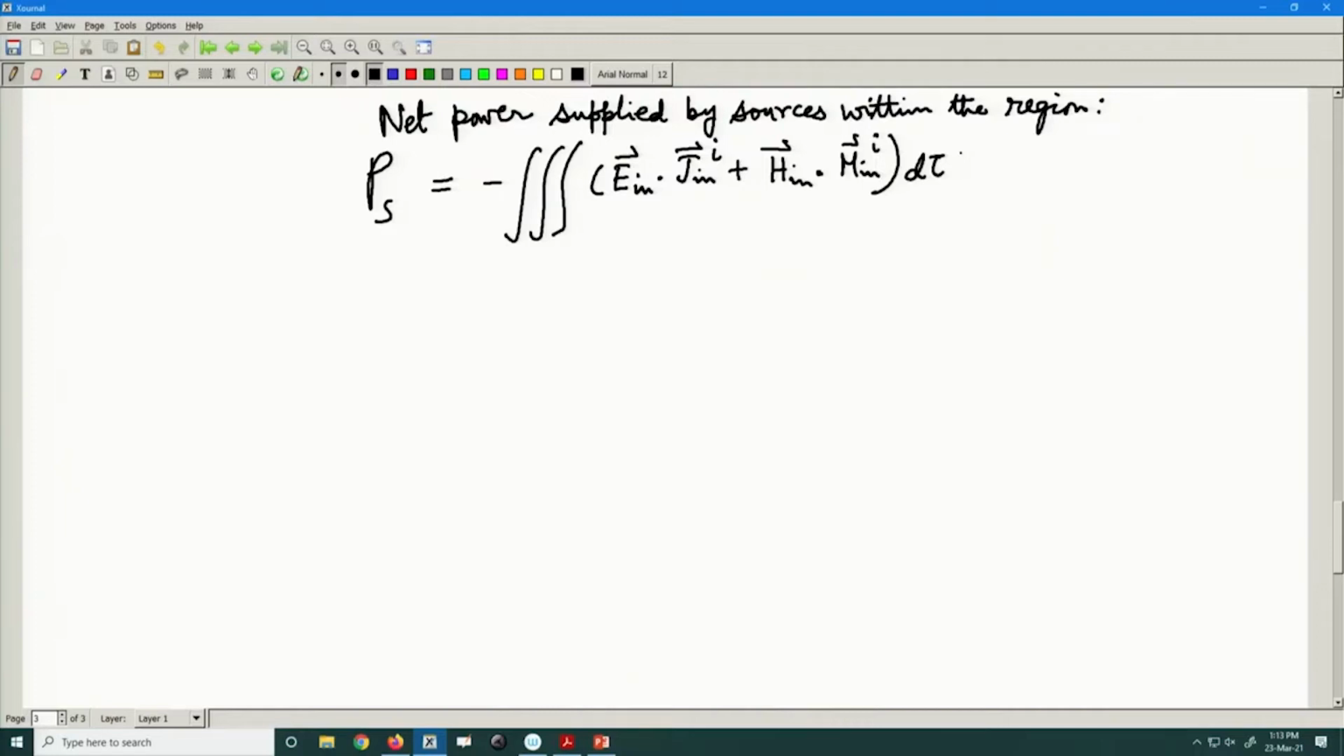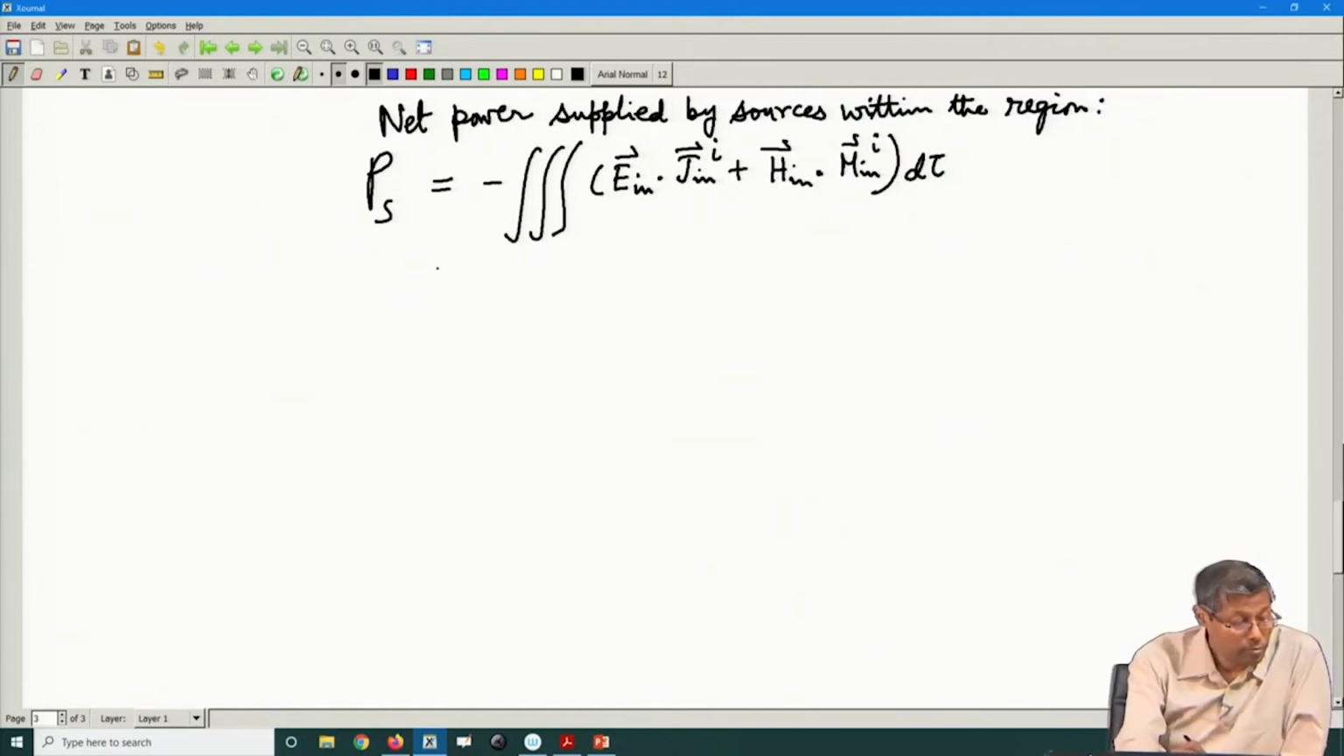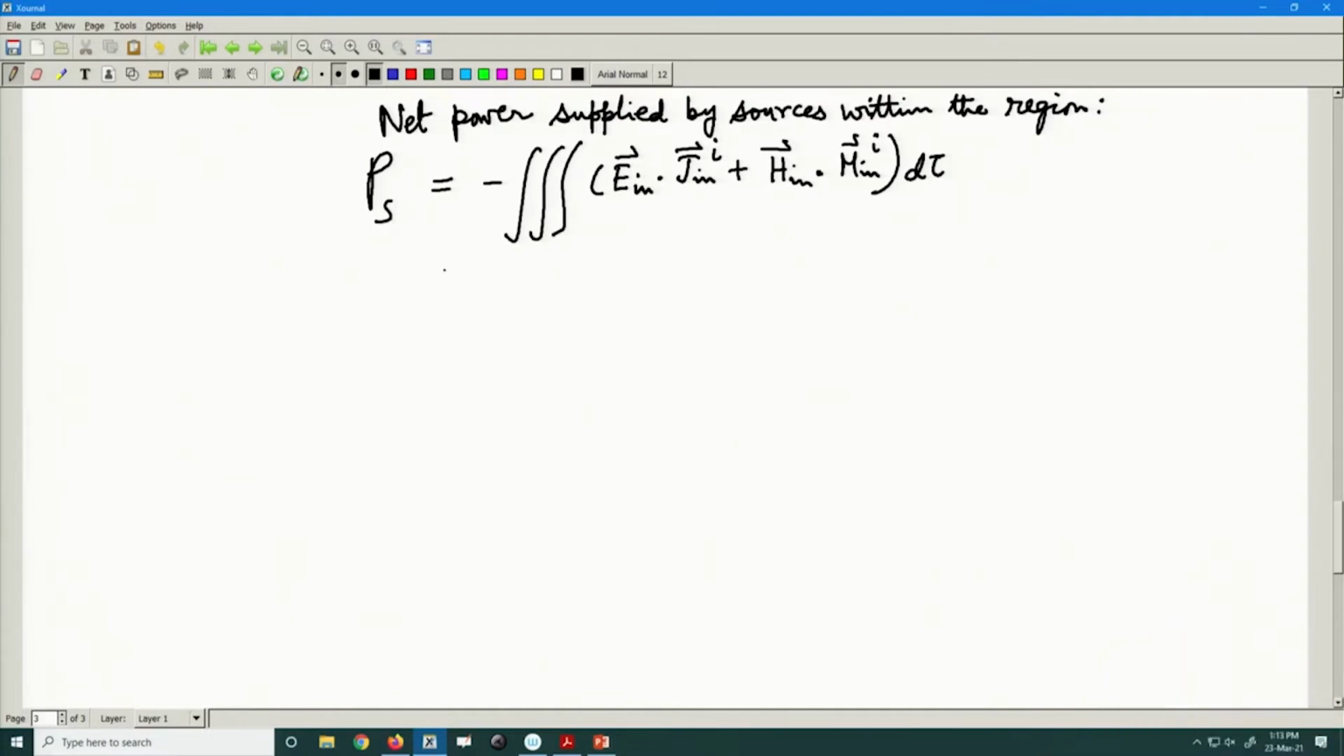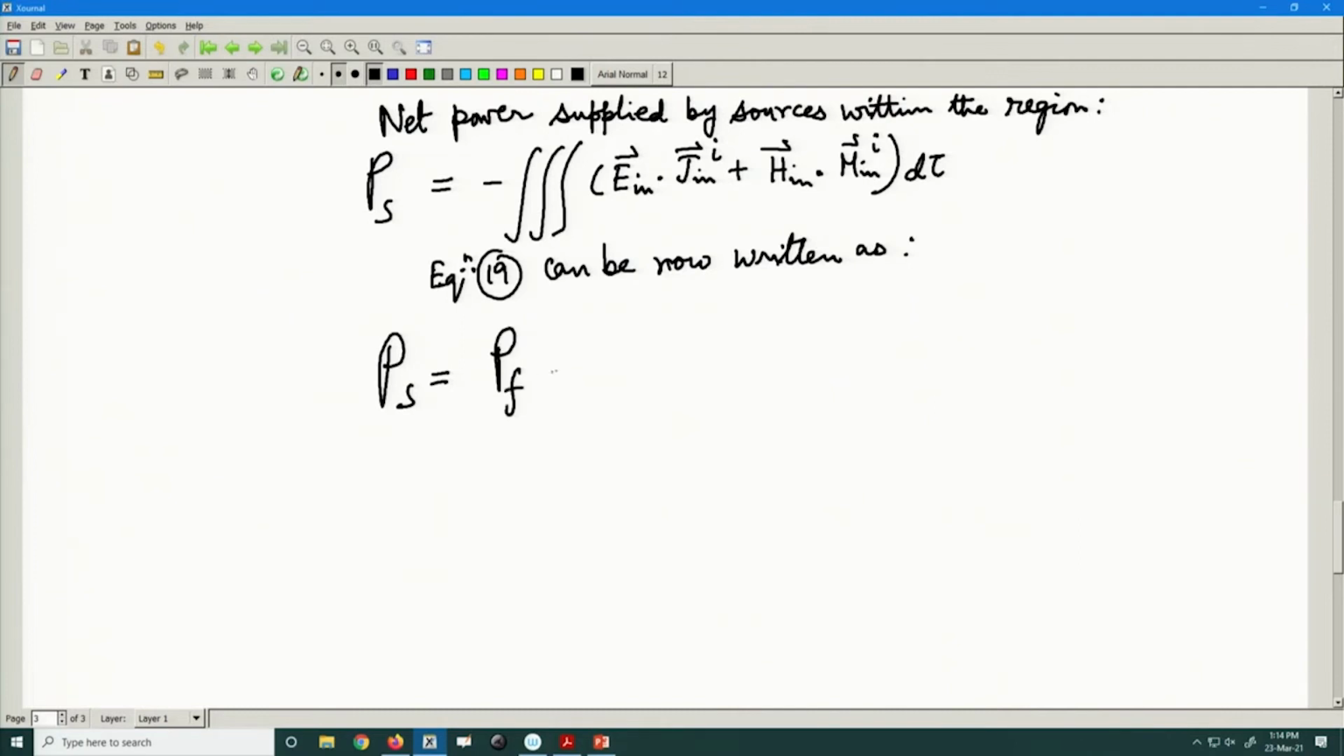So, if we now use these terms in equation 19, which we derived before, equation 19 can now be written as P s is P f plus d d t of W e plus W m plus P d.